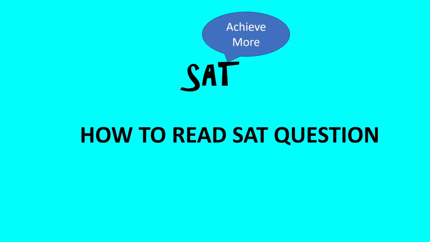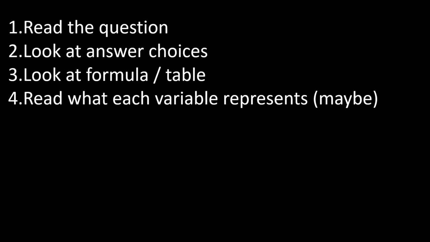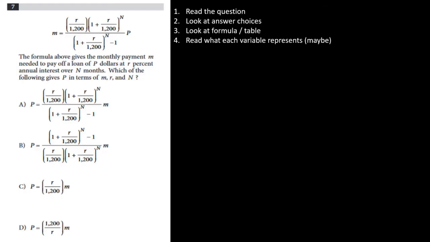Throughout this video series, we're going to practice this over and over again. So these are the 4 simple steps. Step number 1 is you read the question. Step number 2 is that you look at the answer choices. Step number 3, you're going to look at the formula or the table. And number 4, this one's a maybe: you read what each variable represents. If steps 1 through 3 aren't enough, you only go to step number 4. So let's go ahead and practice some examples.